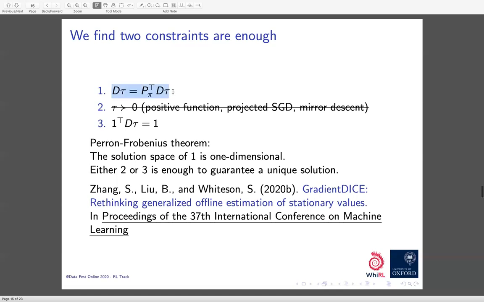We don't need both. So we can actually drop 1 and only take 2 out of those 3 constraints. Apparently, the first one is very important and we don't want to drop it. So now let's decide which one to drop, the second one or the third one. We decide in GradientDICE to drop the second constraint, which is the positive constraint. We usually implement this constraint by using special parameterization, or projected stochastic gradient descent, or mirror descent. But the problem is all those methods are not very efficient given function approximation. So we decide to just ignore the second constraint. This leads to the GradientDICE algorithm.